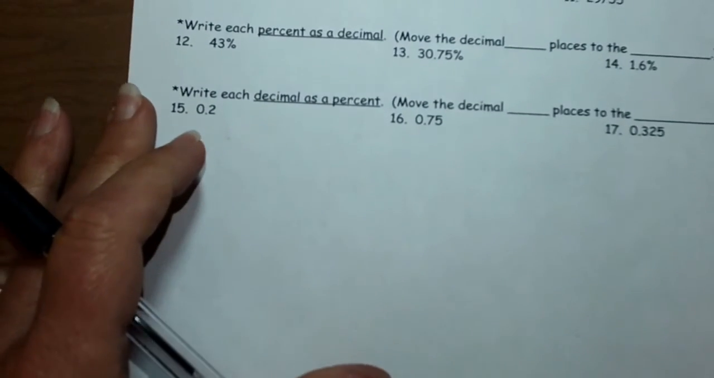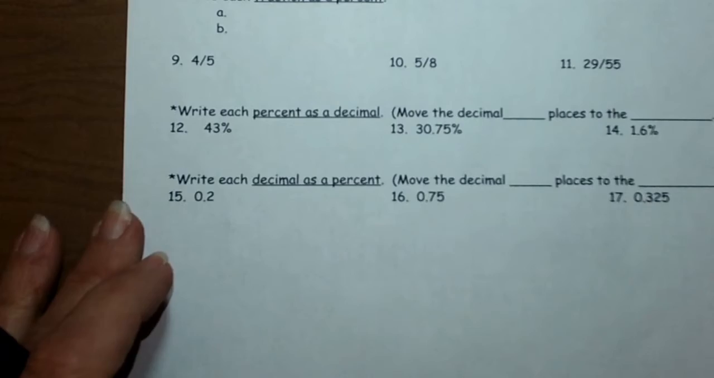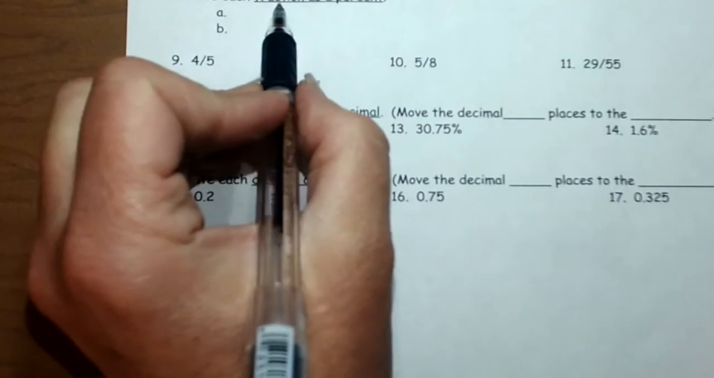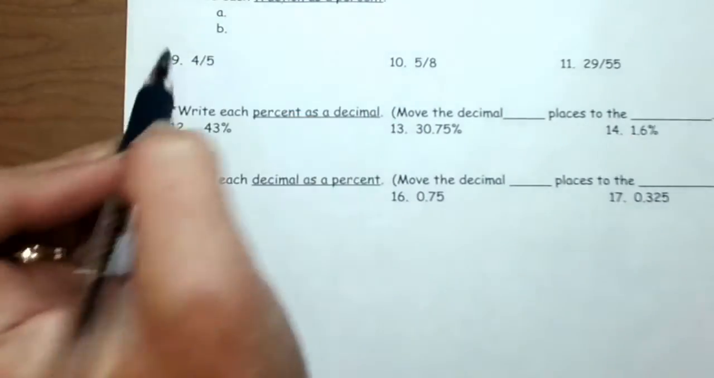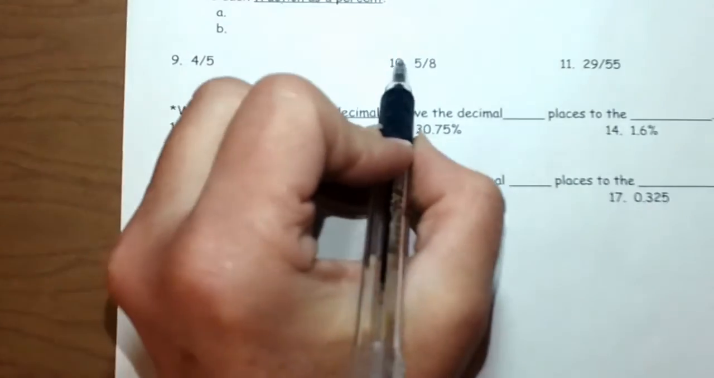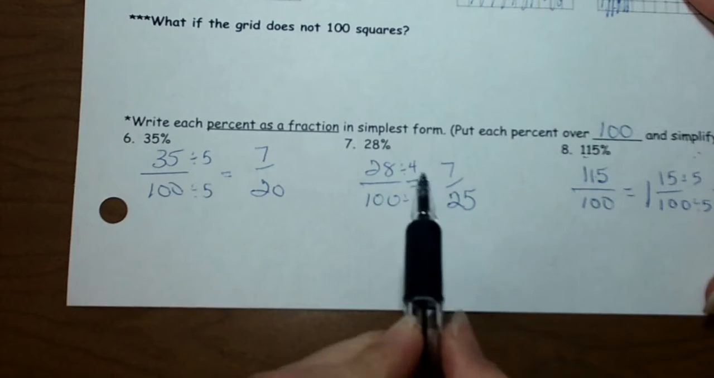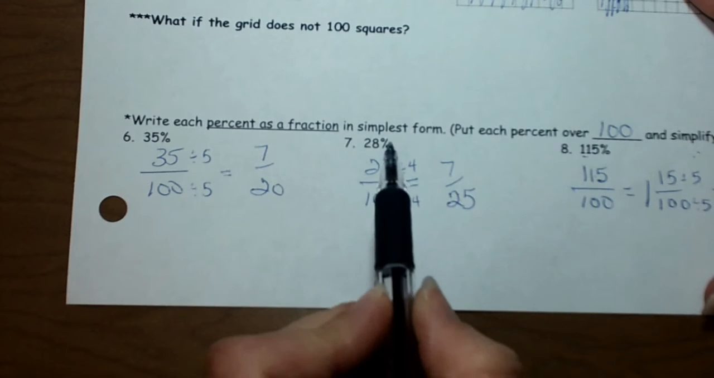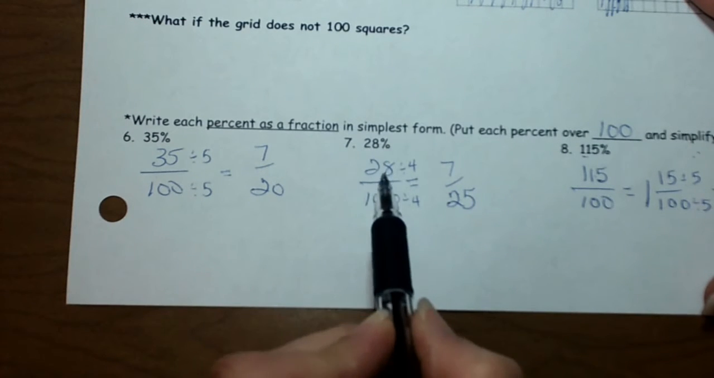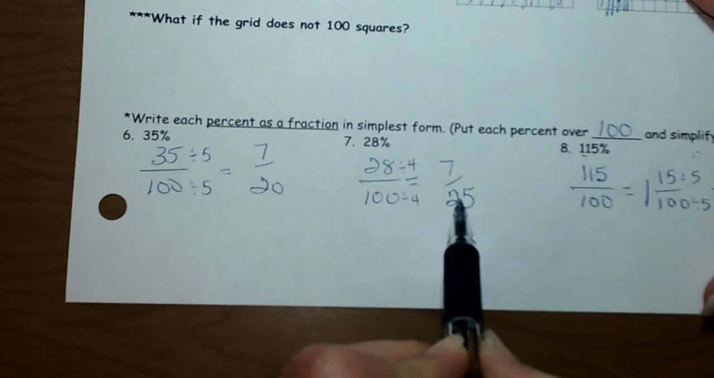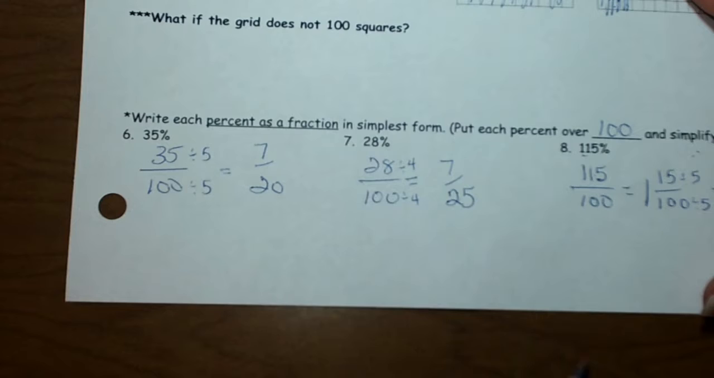All right, on the back, we're going to take each fraction and make it back into a percent. So we're going to take these fractions and change them back into the percent. So in other words, we're going to go backwards from what we just did. So instead of having my percent and putting it out of 100 and simplifying it, I'm going to take this fraction and put it back into the percent.